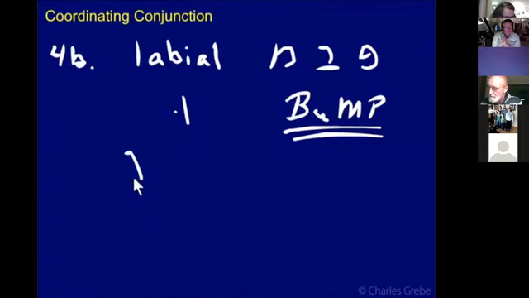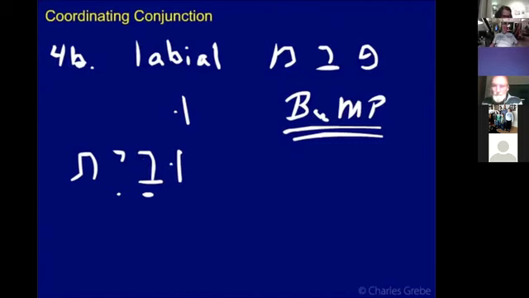Bayit. You put vav before it, you get U. And again, it chases this away. If you have a dagesh lene, it's going to disappear. So we'll get rid of it. Uvayit. Bayit becomes uvayit.